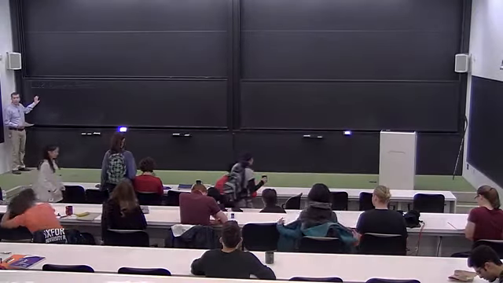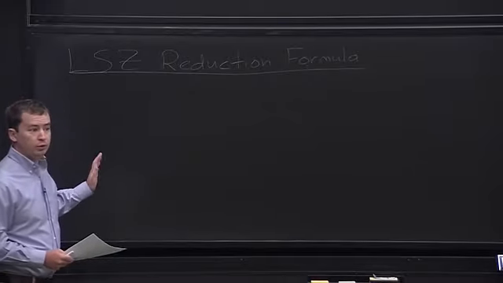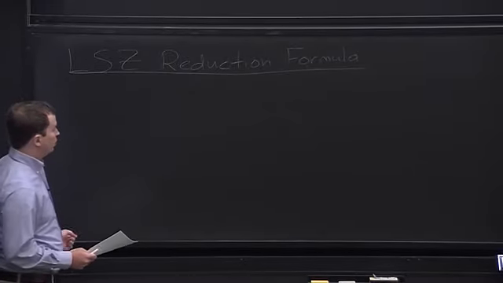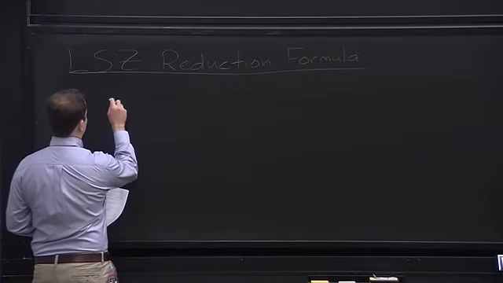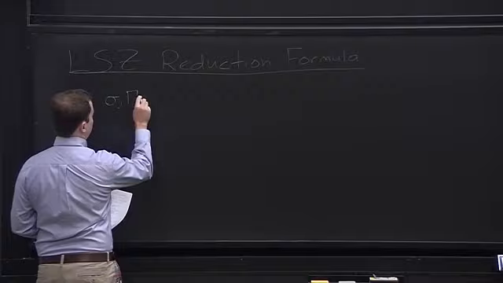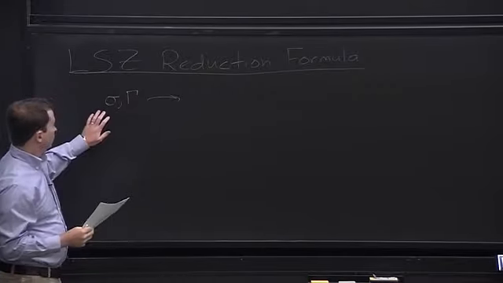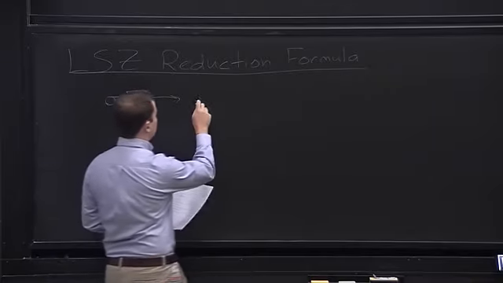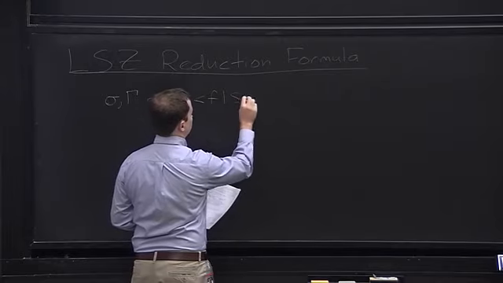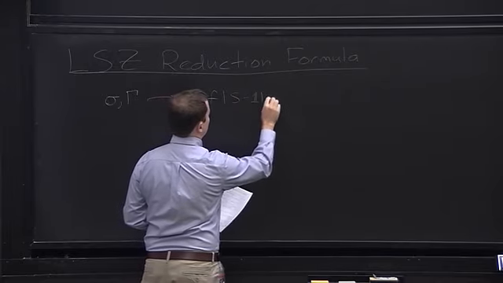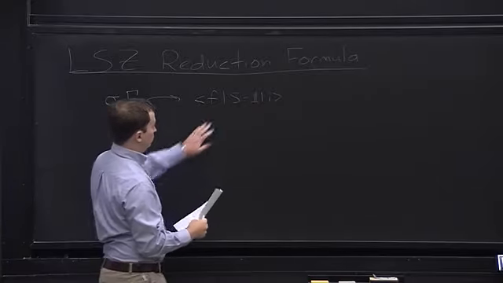So today we're going to continue where we left off in our goal to compute scattering cross-sections and decay rates. Yesterday we went part of the way there. We related cross-sections and decay rates to scattering amplitudes. And today we're going to continue that journey and relate.